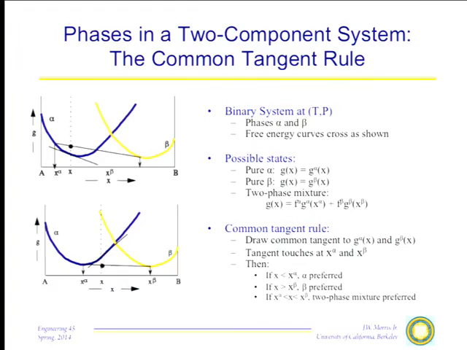Yeah? So the solution will split into two phases? Yes. And the composition will be X alpha and X beta? Right. As I increase the composition in this region, what changes are the volume fractions of the phases. Their compositions do not change. Their compositions are fixed. Okay? We'll see that in a slightly different way in just a minute.